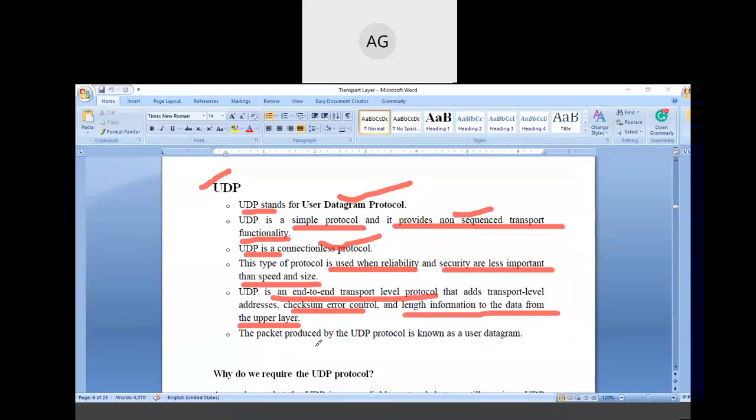The packet produced by the UDP protocol is known as the user datagram. So just remember it: the packet which is produced by the UDP protocol, its name is user datagram. Sometimes it is asked or written as user datagram. It means that this packet has been produced at the UDP protocol. So these are the important points related to the User Datagram Protocol.